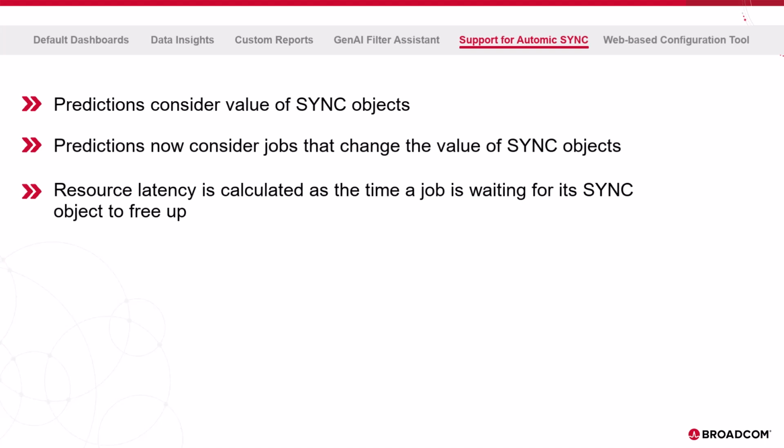In addition, the system now calculates and displays resource latency. This metric captures the time a job spends waiting on a sync to become available. For example, if a job meets all other starting conditions but waits 30 minutes for a sync, AAI will log and display that wait time, offering valuable insights into resource bottlenecks. These updates provide deeper transparency into job dependencies and resource management, helping you optimize automation workflows and reduce delays.